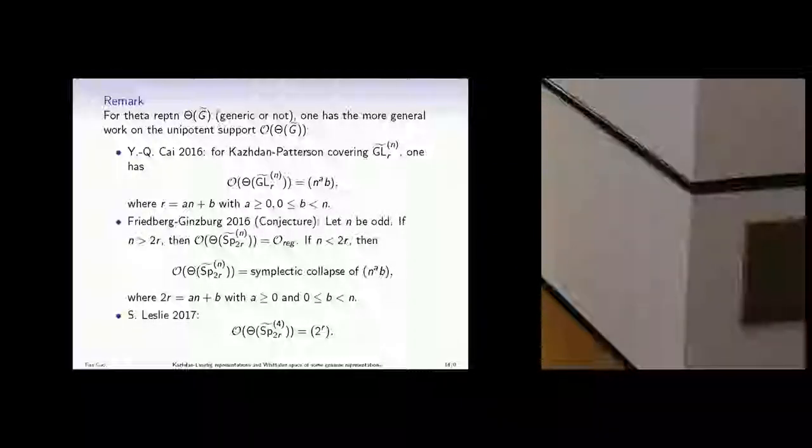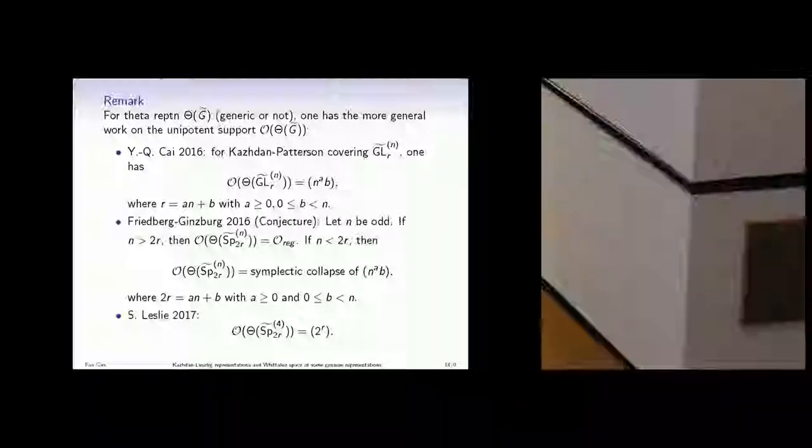There has been quite some work on this. For instance, Yuanqing did some work on this unipotent support for theta for covering of GLR. He proved this. There's some conjecture of Faber against Burr on the case of a symplectic group. What the picture should be is basically combinatorial, I should say, but the proof is non-trivial.